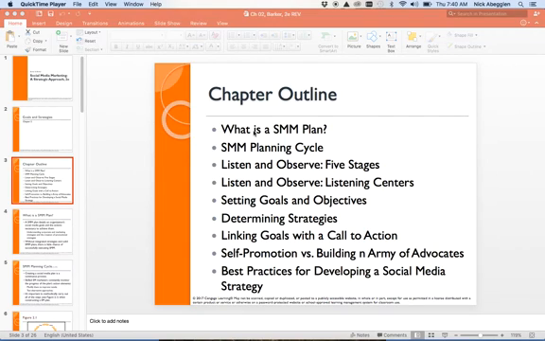Everybody, today we're going to talk about Chapter 2, Goals and Strategies within Social Media Marketing. As you can see from the chapter outline, this chapter is going to be discussing the social media marketing plan, the different planning cycle, how to listen and observe within social media marketing, as well as determining strategies and goals, and then linking those goals to a call to action.